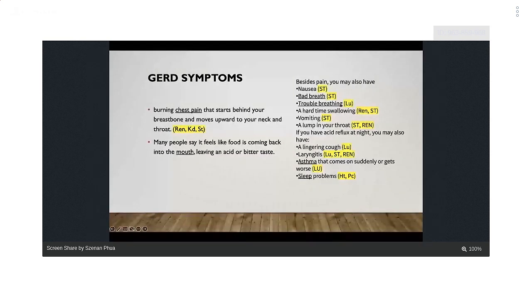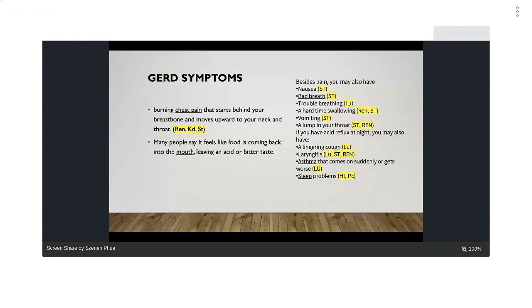Right, many people say it feels like food is coming back into the mouth, leaving an acid or bitter taste. So the patient may feel bitter in the mouth or sour acids. Okay, the patient may feel nothing. They feel only heartburn. It doesn't actually come up. There's nothing coming to the mouth. Okay, it varies. Besides pain like heartburn, you may also have nausea.